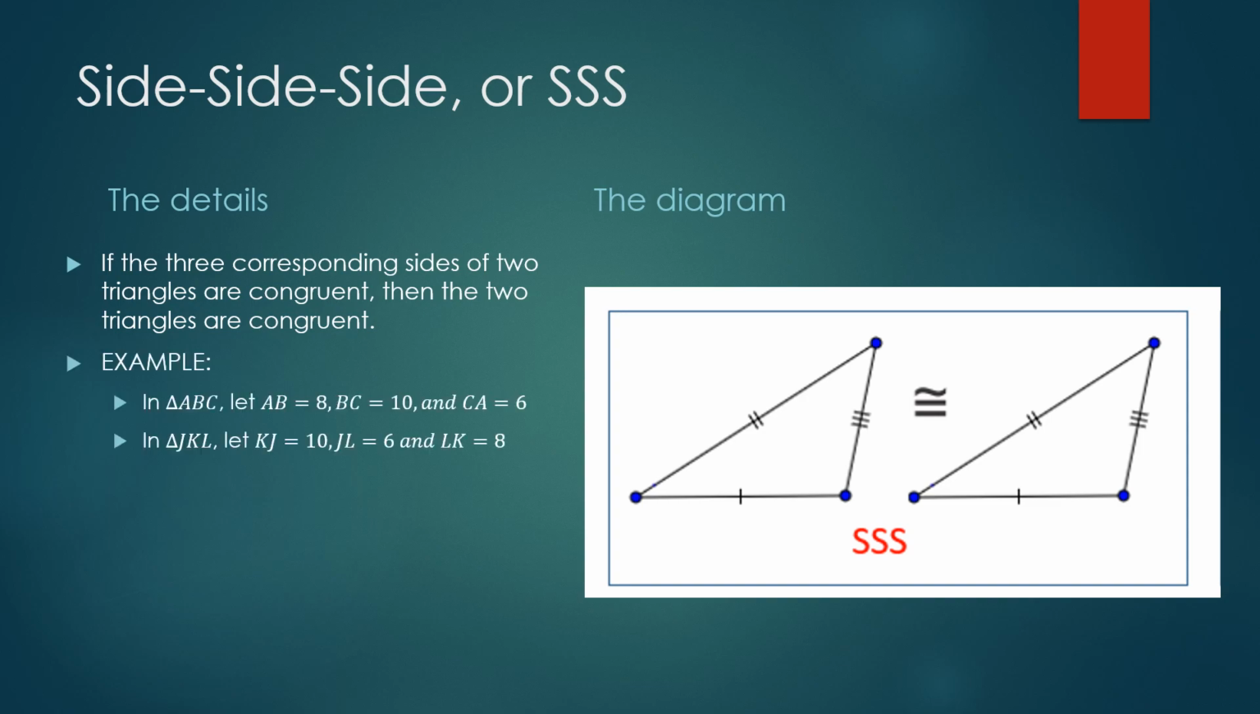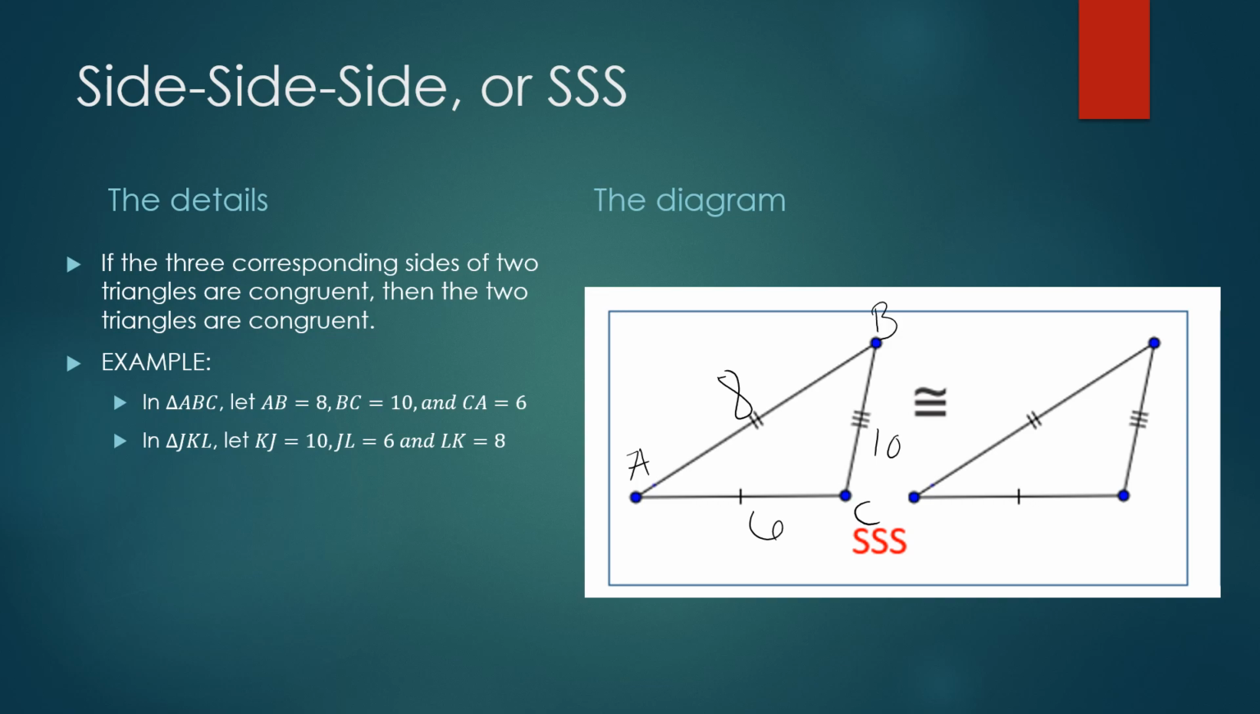Let's suppose we have triangle ABC. In ABC, let's say the measure of side AB is 8, the side BC is 10, and the side CA is 6. Let's go ahead and label this first triangle. Let's suppose this is A, this is B, and this is C. According to the information we have, this is 8, this is 10, and this is 6.